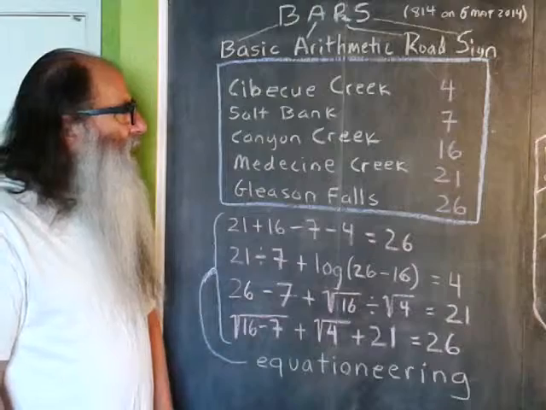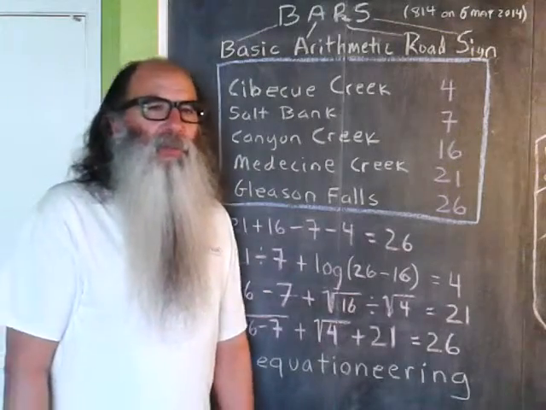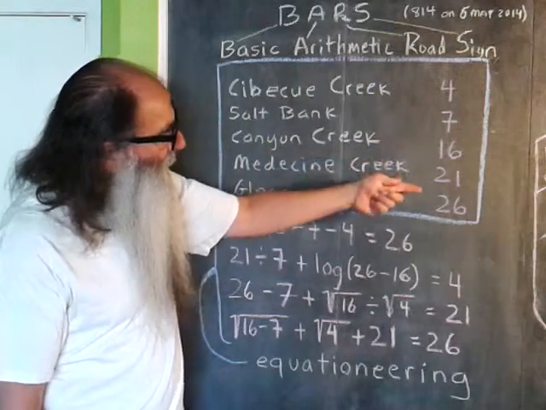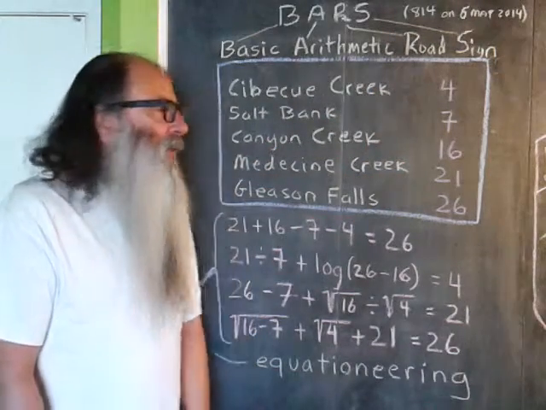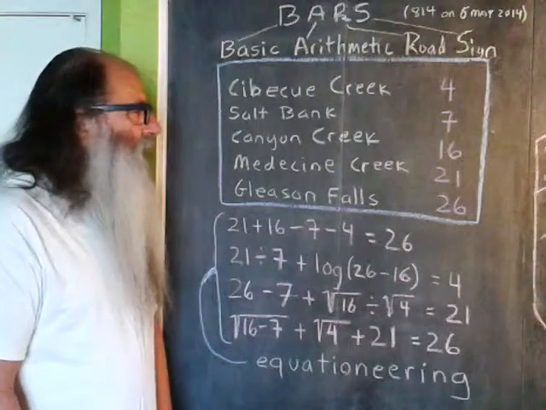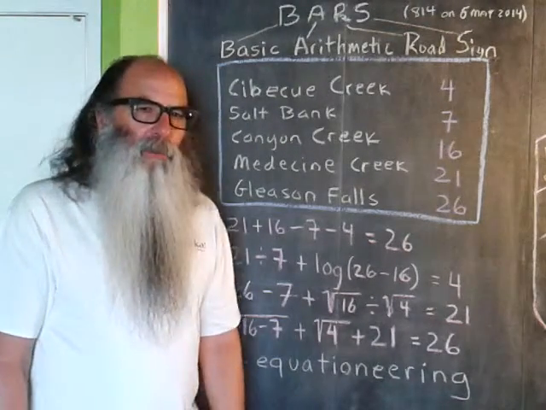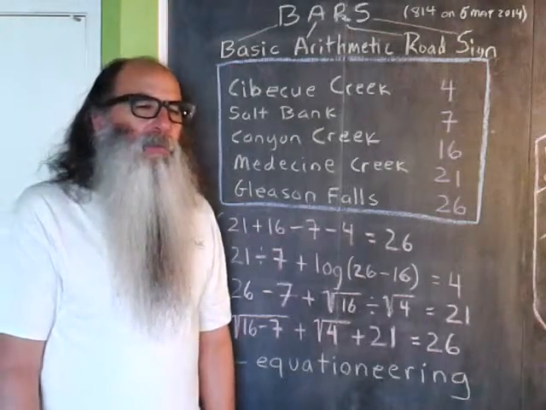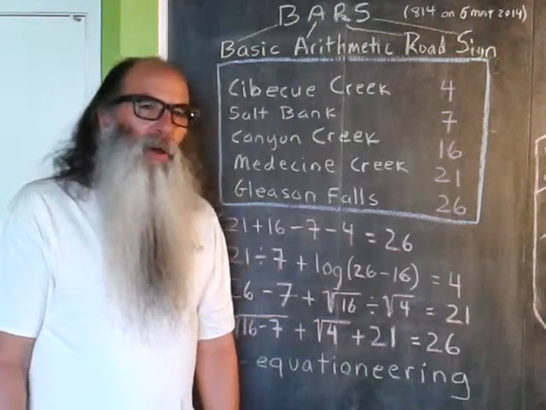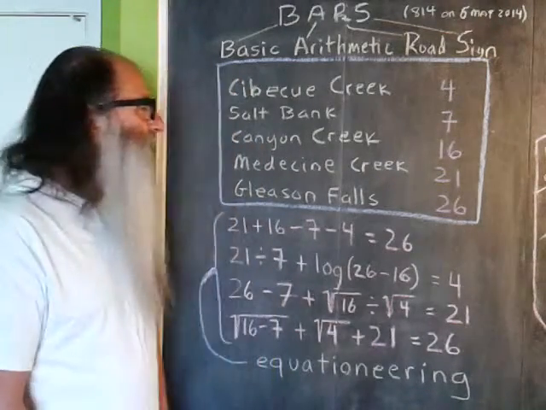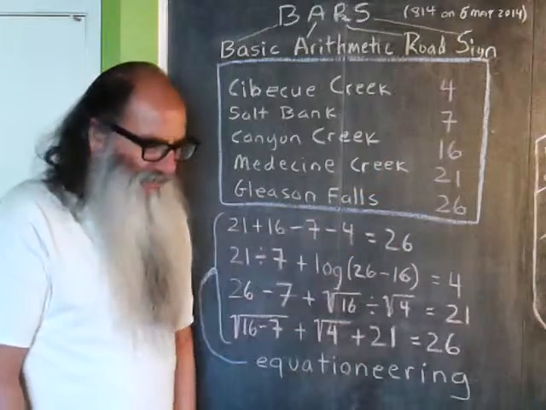And in a nutshell, this is the way basic arithmetic road signs work. You have to use every number in the sign. You can only use each number once, and you have to come up with an equation. You are allowed to use square root, cube root, common logs, factorials, exponents, etc. when coming up with the equation.